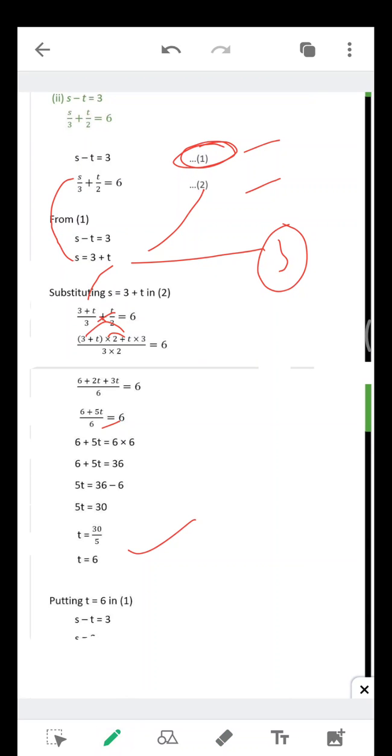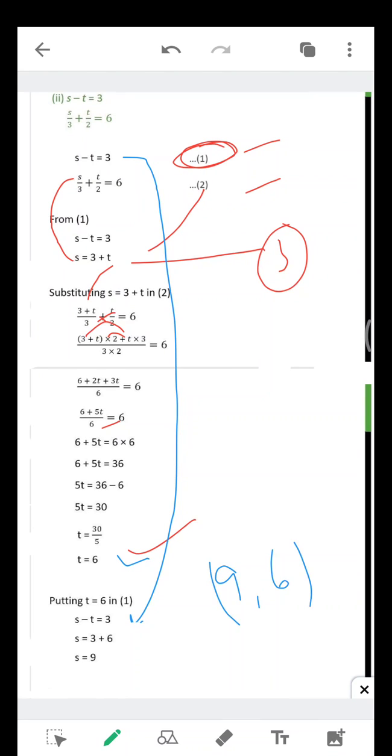What is our equation number 1 here? You can see our equation number 1 was s minus t is equal to 3. So I am substituting this t value here. So s is equal to 3 plus t, that is 3 plus 6. So what is 3 plus 6? s is equal to 9. So finally we have got the s and t values as 9 comma 6.